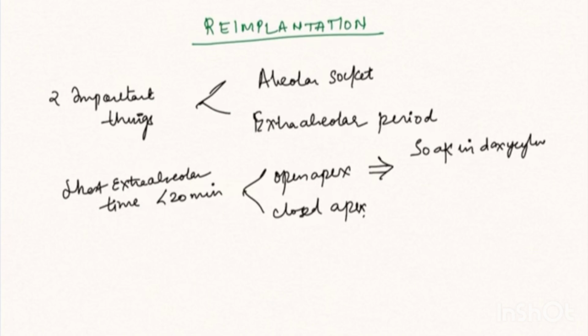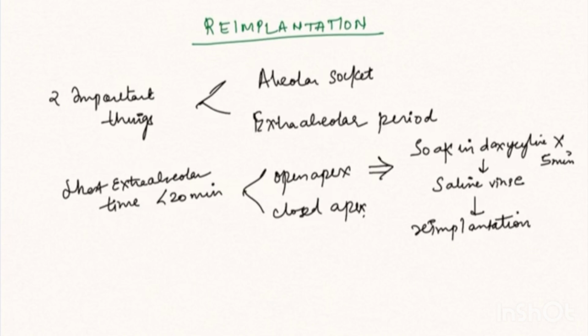In case of open apex, we will first soak the tooth in a solution containing doxycycline for 5 minutes, and then we will rinse it after 5 minutes with saline, and then we'll reimplant the tooth. But in case of closed apex, we will rinse it with saline and reimplant the tooth if the extraoral time is less than 20 minutes.